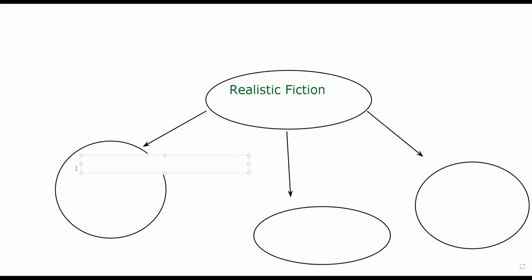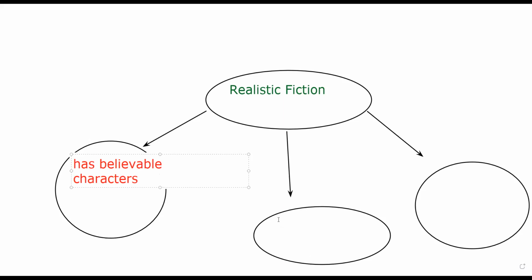So a realistic fiction first has believable characters. It means the characters are real. So I'll just write them here so you can copy them. Has believable characters. So the characters are believable.